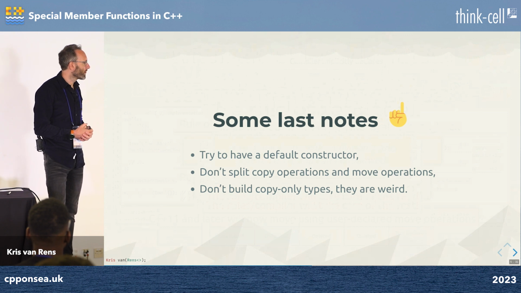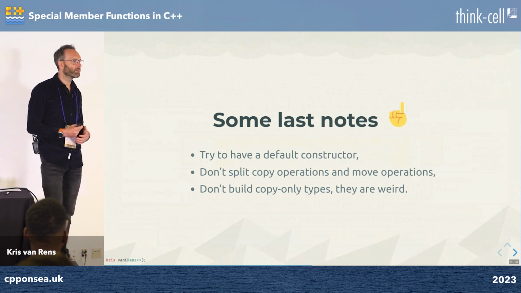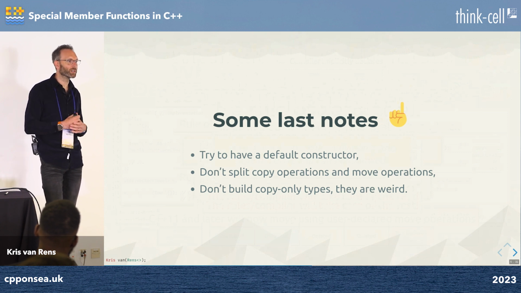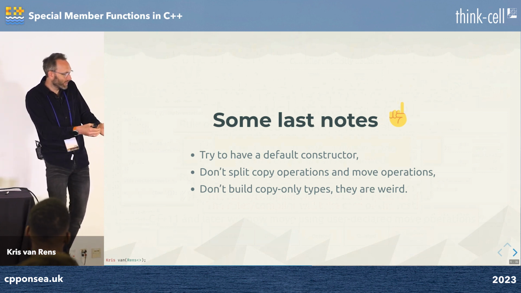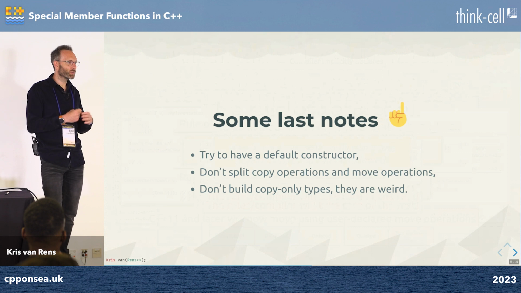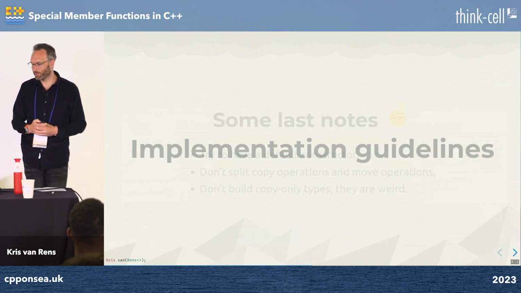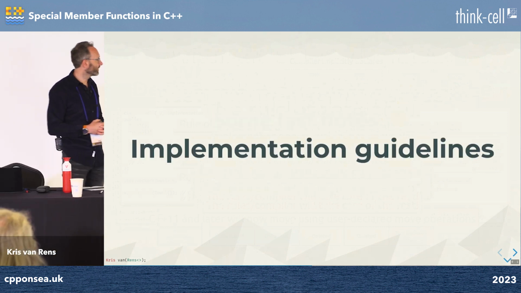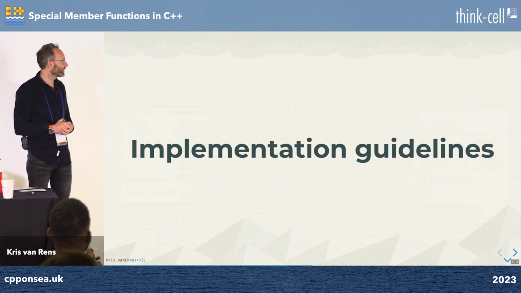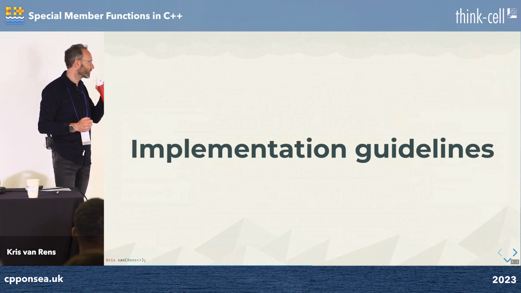And then lastly, don't explicitly build types that are only copyable. I guess there are some use cases for it, but most of the time it's just weird, because people will be trying to optimize their classes using your type, and then they are constantly figuring out why it is not working. Why is it not movable? And that's just weird. Right, that finishes the declaration rules section. Let's look into some guidelines on how to implement the special member functions.